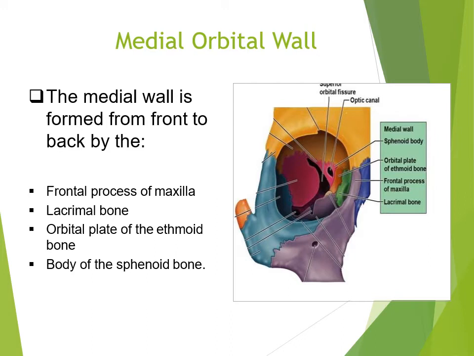Coming to the medial wall. The medial wall is made up of certain bones. That is the frontal process of the maxilla, then the lacrimal bone, then the orbital plate of the ethmoid bone, that is the orange one, then the body of the sphenoid bone, which is having the optic canal. So these are the structures which make the medial wall. You can make out this is almost adjacent to your nose and the nasal bridge.